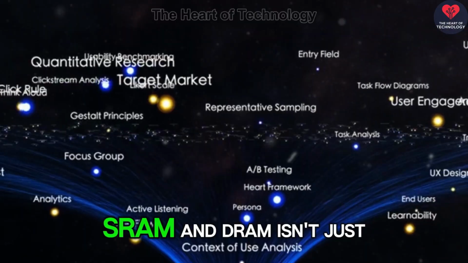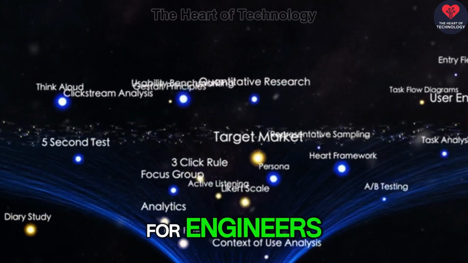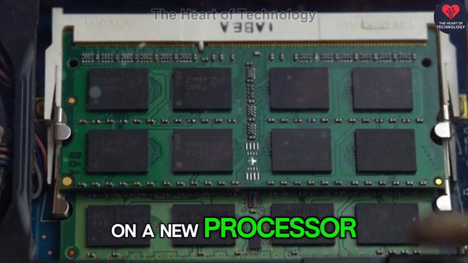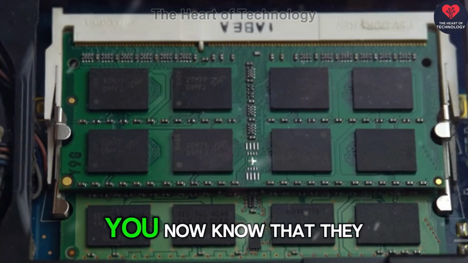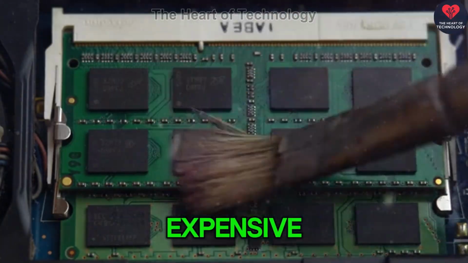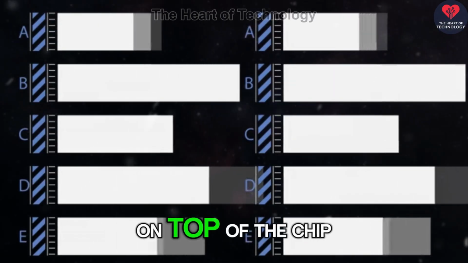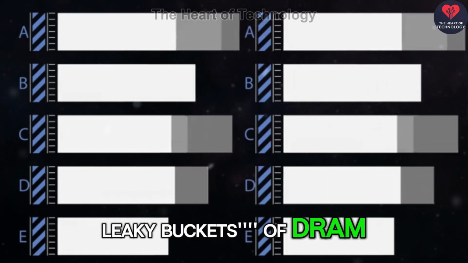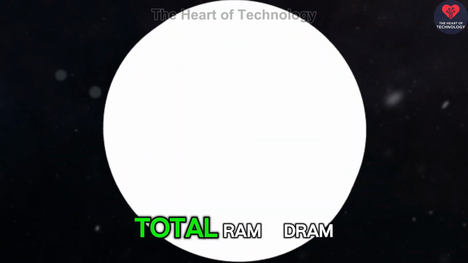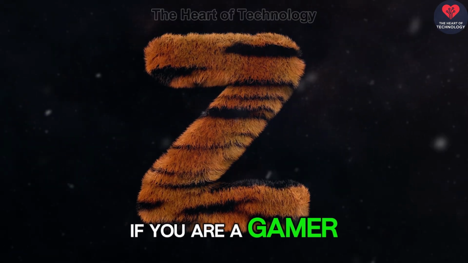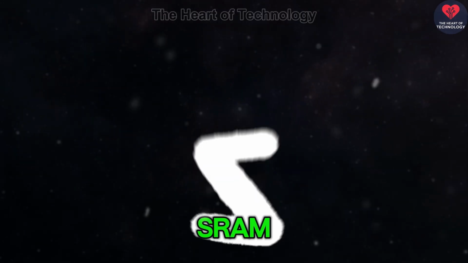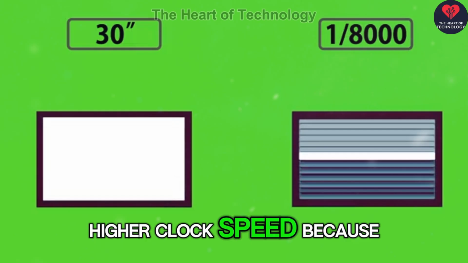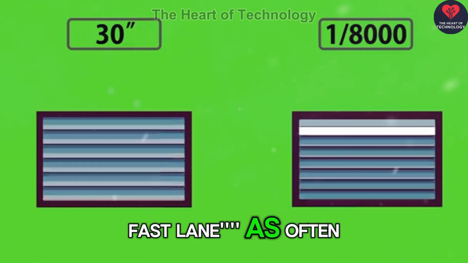Understanding the difference between SRAM and DRAM isn't just for engineers. It changes how you look at technology. When you see a cache specification on a new processor, like AMD's 3D V-Cache, you now know that they are literally stacking more of that expensive 6-transistor fast memory on top of the chip to reduce the time the CPU spends waiting on the leaky buckets of DRAM. When buying technology, don't just look at the total RAM, DRAM. If you are a gamer or a video editor, look at the CPU cache, SRAM. A processor with a larger cache can often outperform one with a slightly higher clock speed because it doesn't have to leave the fast lane as often.